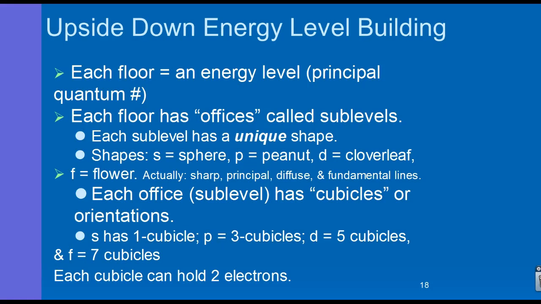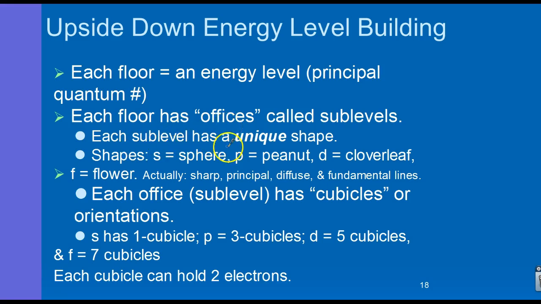Let's see what we have next here. So the upside down energy level building. Each floor, so floor 1, 2, 3, 4, 5, 6, or 7, is an energy level. It's called the principal quantum number. Each floor has offices called sublevels. So the science term is sublevels. You could call them an office if it made you feel better.